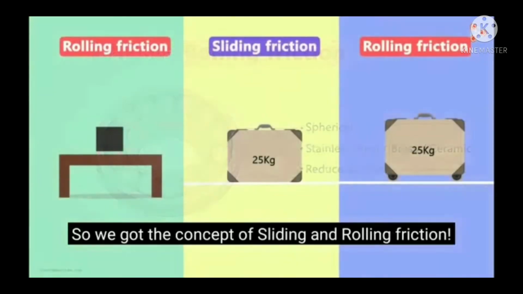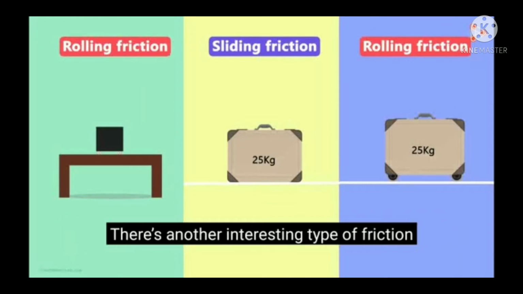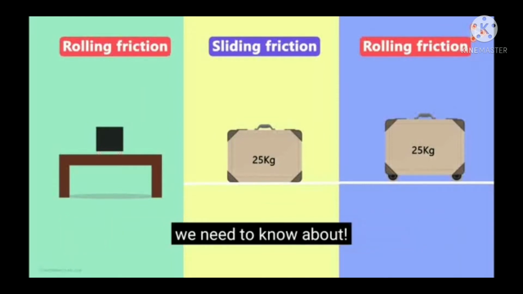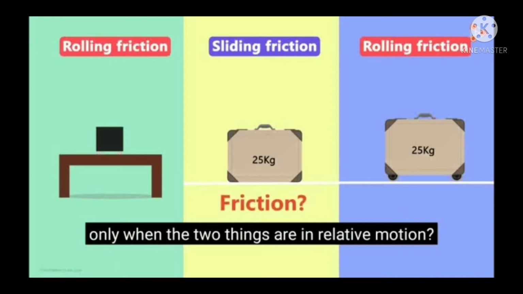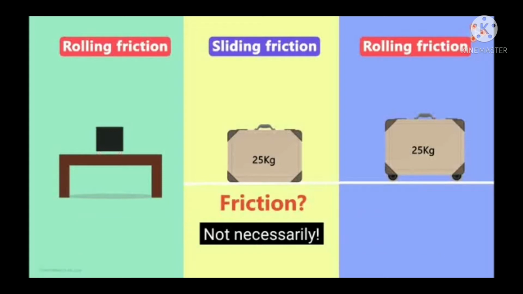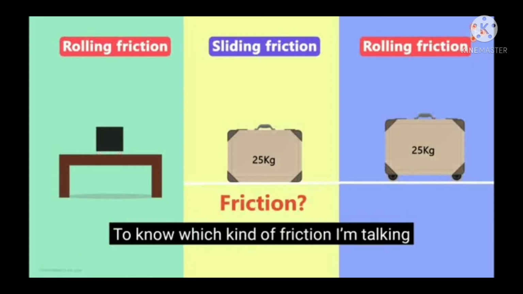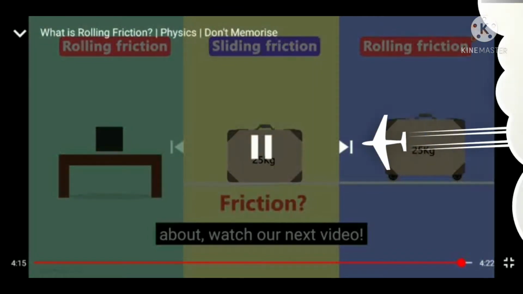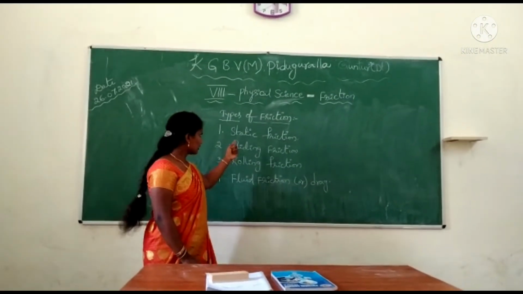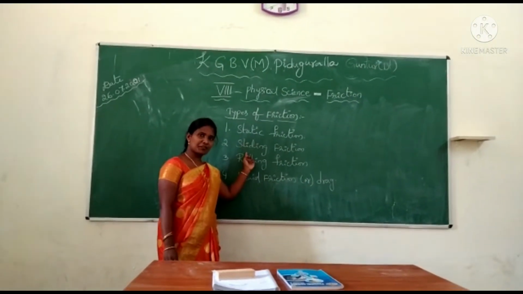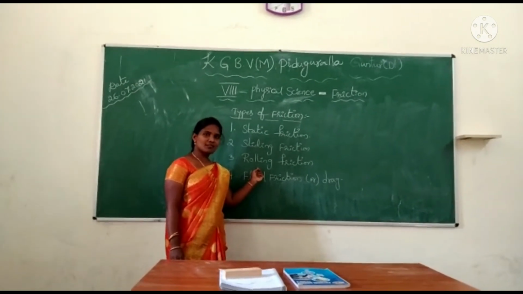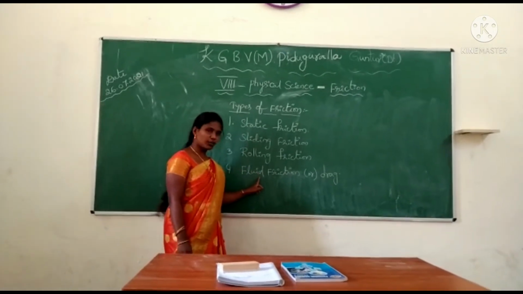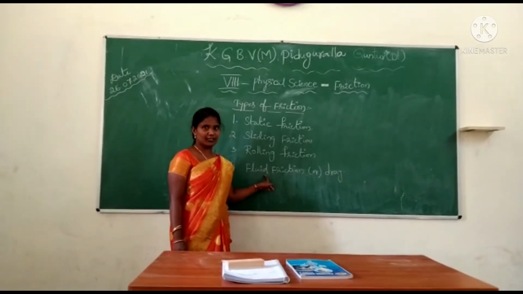So we got the concept of sliding and rolling friction. There is another interesting type of friction which we need to know about. Will the force of friction come into play only when the two things are in relative motion? Not necessarily. To know which kind of friction I'm talking about, watch our next video. All are understood about static friction, sliding friction and rolling friction through videos. Let us learn about fluid friction through another video.